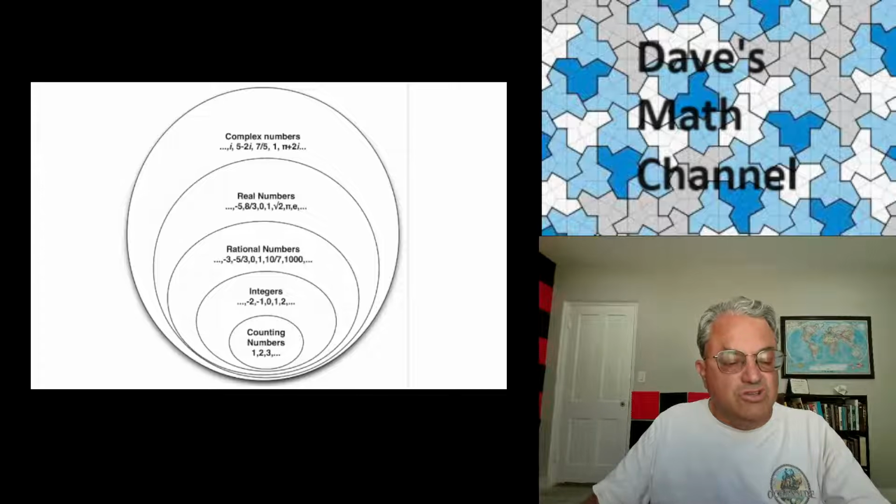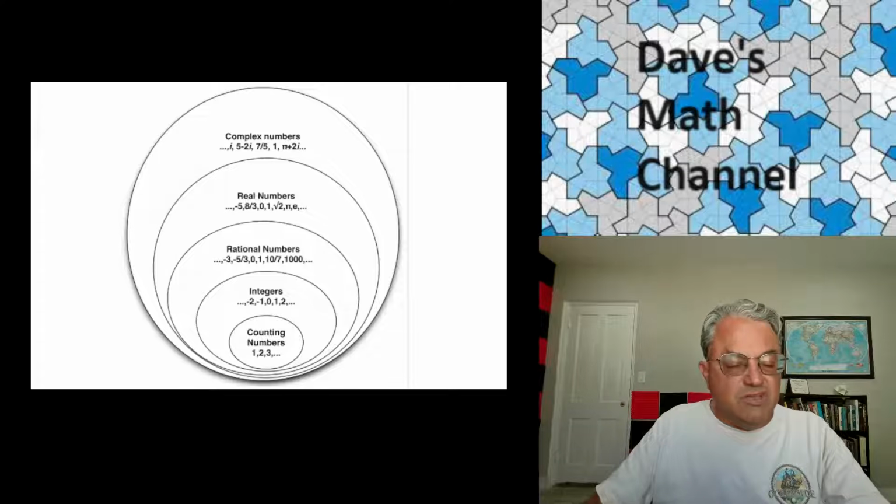But then gradually you learn more and more different types of numbers, the more math you learn. First, you learn about zero. Some people say counting numbers start with zero, which seems to be a convention that's catching on these days. But in the old days, they used to call those whole numbers. Those are just counting numbers with zero added.